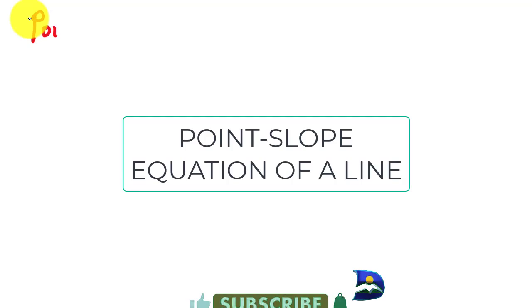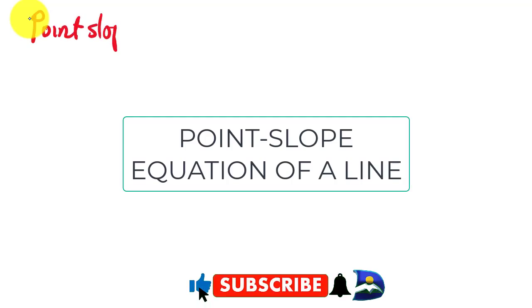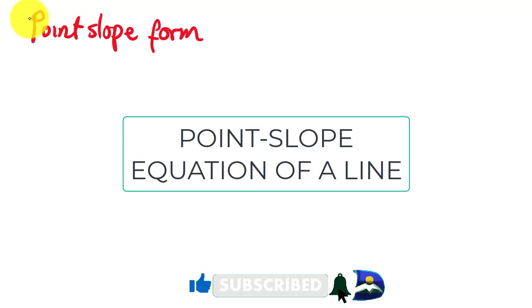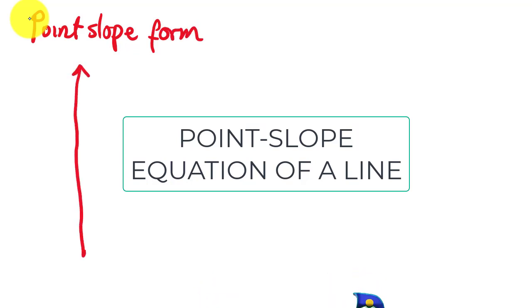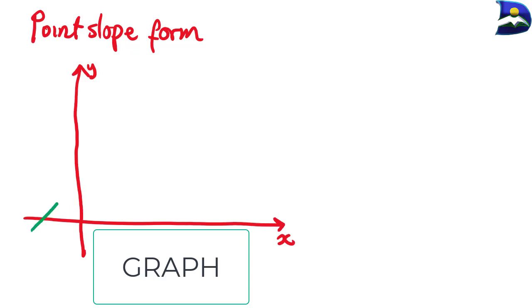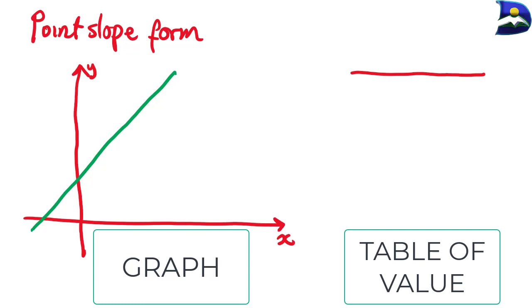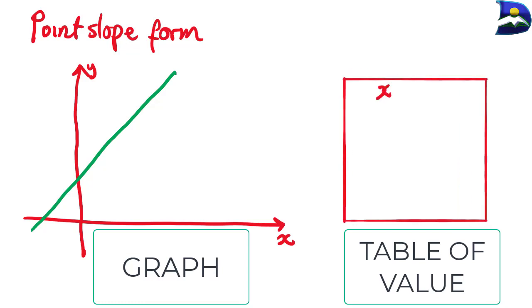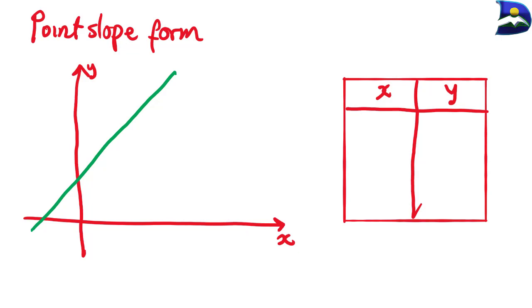What do you mean by the point slope form, and how is this determined when given the following? Either you're given the Cartesian plane with x and y and a specific line, or you're given a table of values where you have not only the x but also the y. Now, to address this, we need to determine the following.